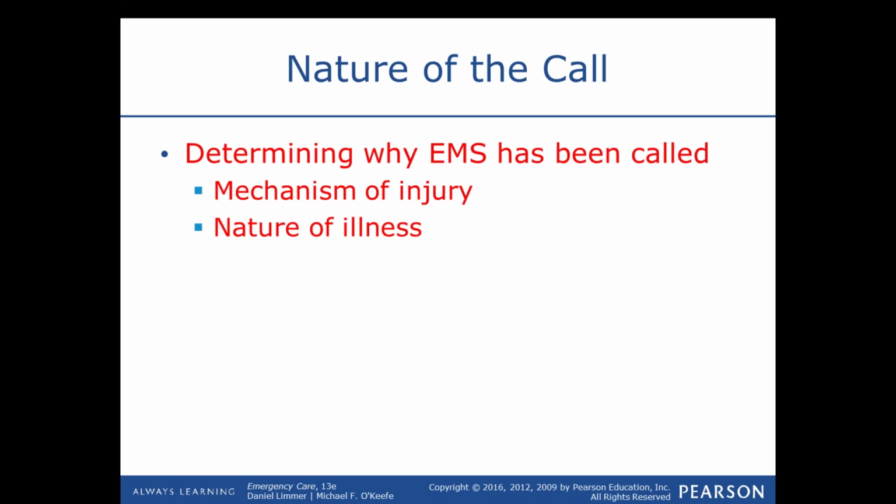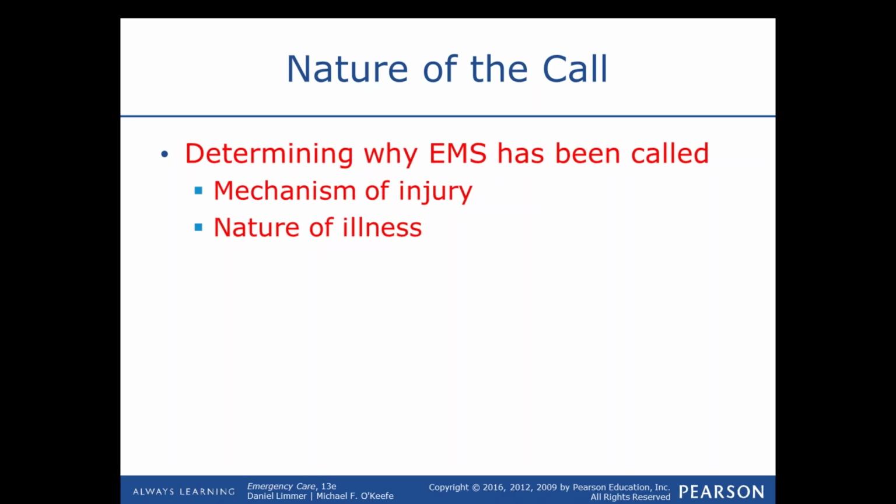Now we're going to talk about mechanism of injury or nature of illness. We're talking about why EMS has been called. When we're talking about mechanism of injury, we're talking about trauma specifically. When it comes to nature of illness, what we're talking about is medical. These are usually broad determinations when it comes to what you're dealing with. A mechanism of injury would be a head-on collision, or a shooting, or a stabbing. You can kind of sum those up as a penetrating injury, but we don't get into specifics.